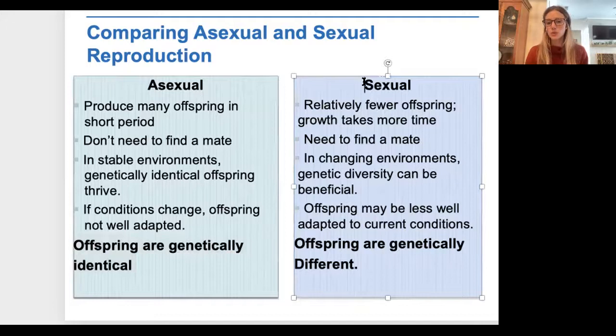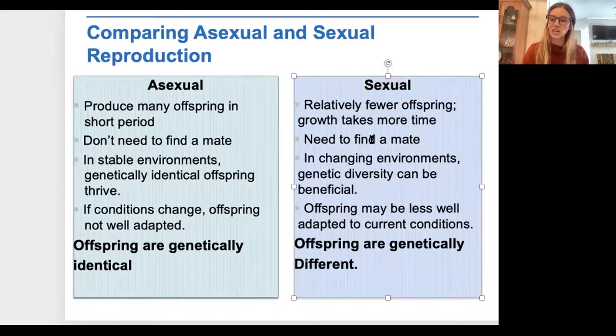Okay, so now we have sexual reproduction. You're going to get relatively fewer offspring because the growth takes more time. So think about it like in humans, how long does it take to make a baby? About 9 months once you are pregnant with the baby. After that fusion of the egg and sperm, you have a 9 month period until that baby comes into the world. Okay, so that's why you get fewer offspring because it takes a longer period of time. In sexual reproduction, you have to have a mate. So you have to have the fusion of egg from the female and sperm from the male.